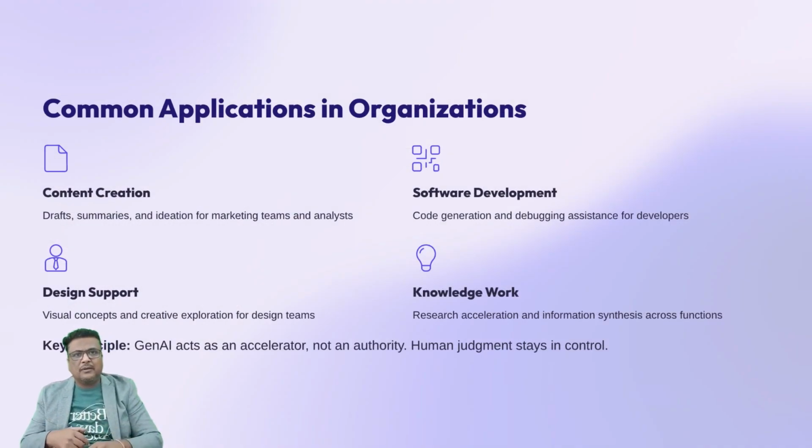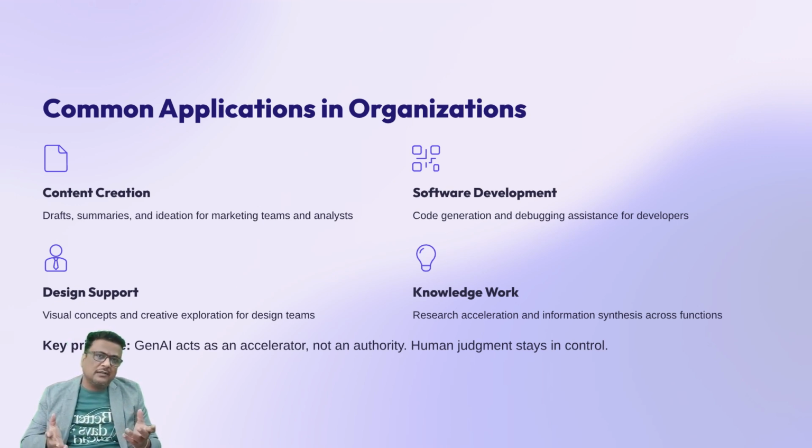Now, let's talk about where generative AI is commonly used in organizations because this is where excitement often turns into unrealistic expectations. Here's the study guide idea spoken naturally. Generative AI is commonly applied in content creation, software development assistance, design support, and knowledge work augmentation. Let me say that in plain English. Gen AI helps people work faster. It drafts, suggests, summarizes, and ideates. It doesn't replace professionals, it supports them.